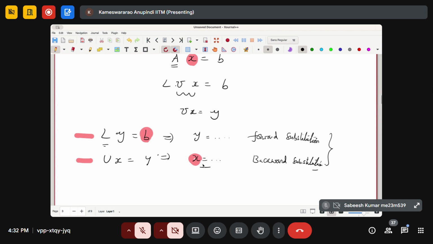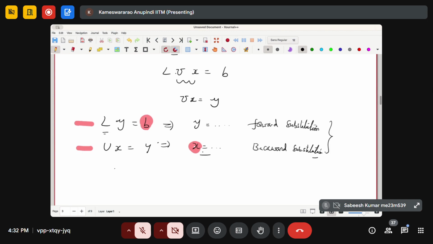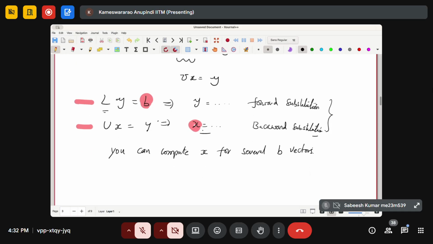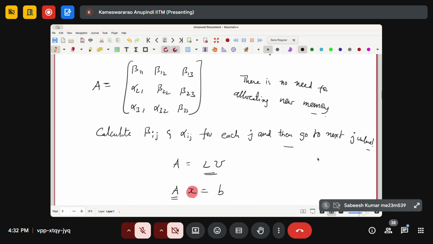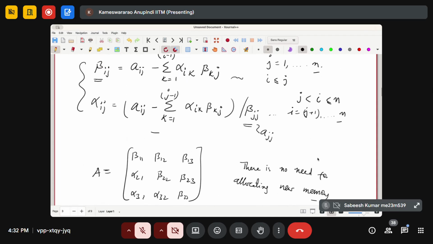Now once you have the LU decomposition of a matrix, you can compute X for several B vectors, right? Without actually doing the decomposition again. That is the idea, which is basically an alternate form of Gaussian elimination. Any more questions before I go forward to write some small pseudocode for this?